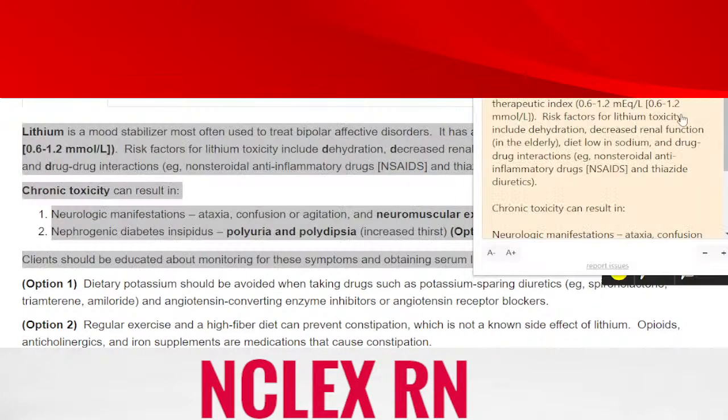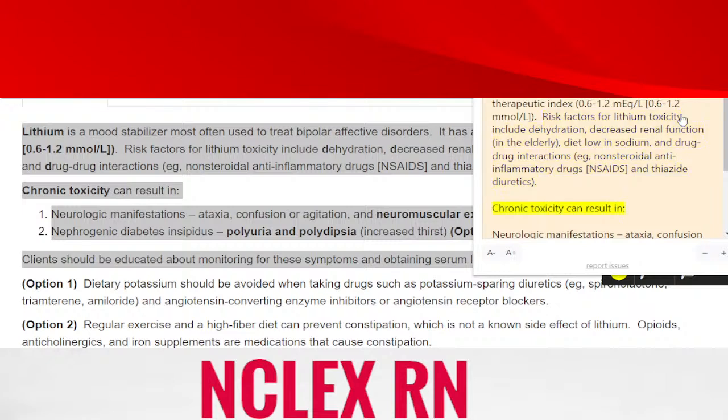Lithium is a mood stabilizer most often used to treat bipolar affective disorders. It has a narrow therapeutic index, 0.6 to 1.2 mEq/L, 0.6 to 1.2 mmol/L. Risk factors for lithium toxicity include dehydration, decreased renal function in the elderly, diet low in sodium, and drug-drug interactions, e.g., nonsteroidal anti-inflammatory drugs, NSAIDs, and thiazide diuretics.